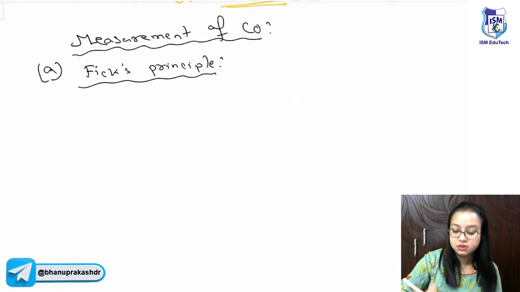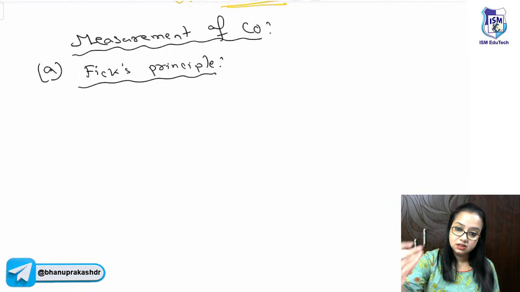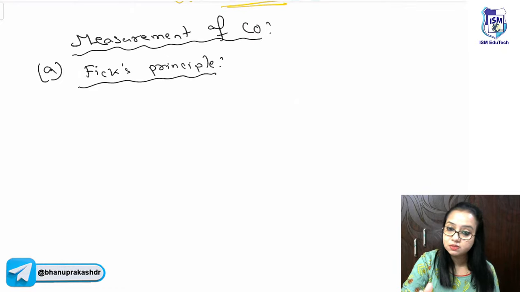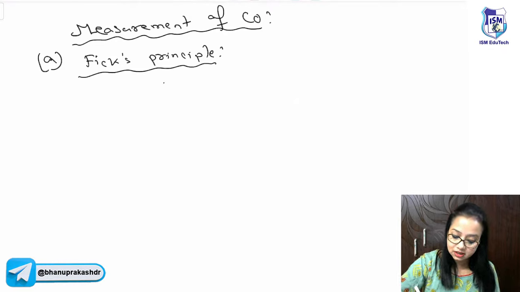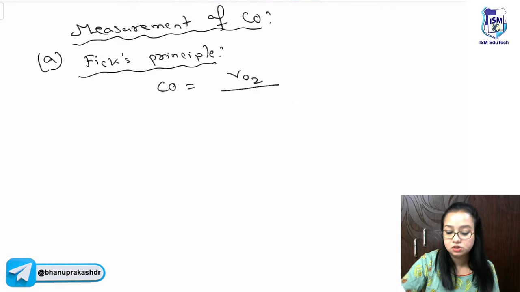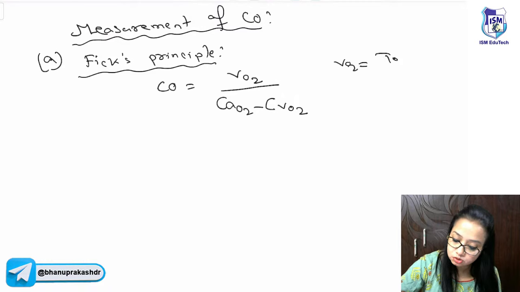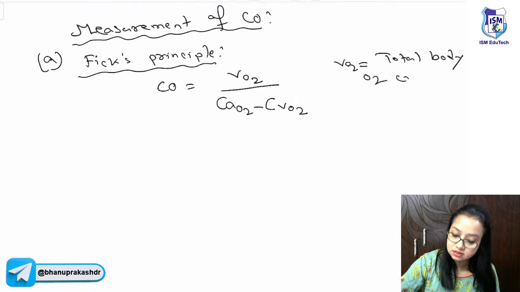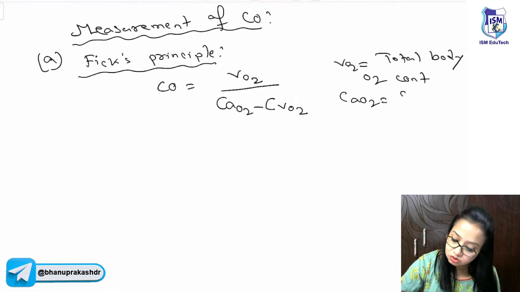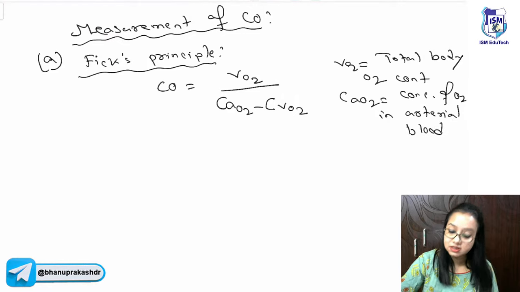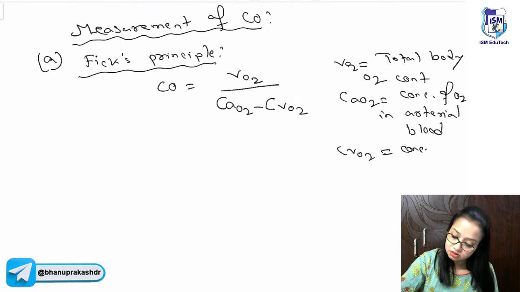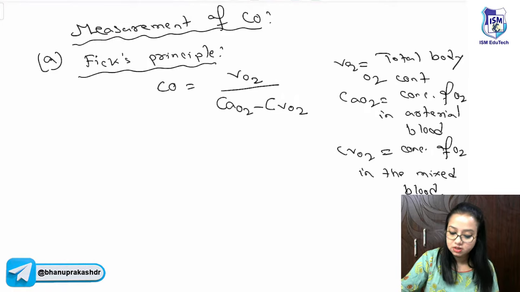In the Fick principle, there is always a difference of content, as we saw in the case of diffusion also. So, using the Fick principle, how did we measure the cardiac output? It was like calculating the total body consumption of oxygen by the difference of the oxygen content in the arterial blood and the concentration of oxygen in the venous blood. So, this is the total body oxygen content or quantity. This is the concentration of oxygen in the arterial blood, that is the oxygenated blood, and this is the concentration of oxygen in the mixed blood or venous blood. They both mean the same. So this was the process.